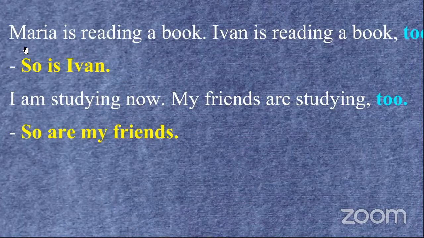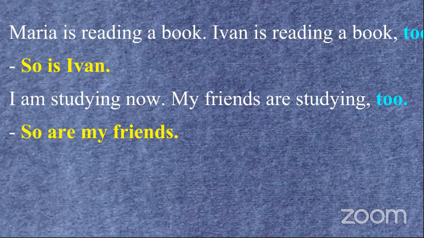Number one, Maria is reading a book. Sentence number two, Ivan is reading a book too. So there are two people reading a book. If I don't want to repeat the second sentence, I use the structure. So we can say, Maria is reading a book, so is Ivan.